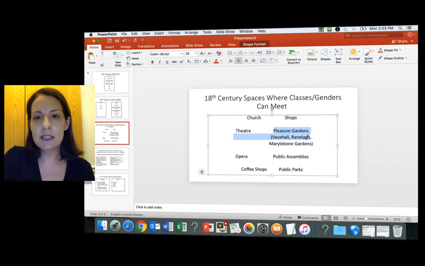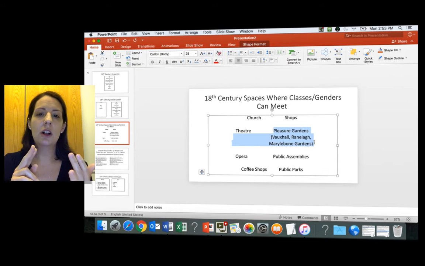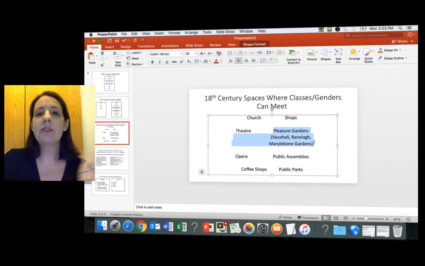In addition, newer spaces in the 18th century include the rise of these pleasure gardens, which are kind of like high-end adult amusement parks. They include things like Vauxhall, Ranelagh, and Marylebone Gardens. There's also public assemblies or public balls, and finally public parks that have just gotten built.